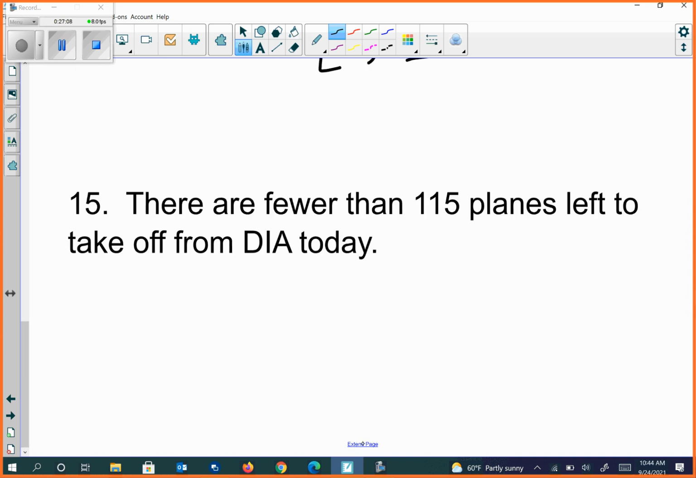Then the last one. There are fewer than 115 planes left to take off from DIA today. I guess they have a schedule. They could know that. Could more planes take off? I think sometimes with flights. So there are fewer than 115 planes. Okay? So fewer than. It's not going to include it. We're going to go all the way down to how many planes? Well, hopefully we go down to 0 planes. So we can have 0 planes all the way up to fewer.